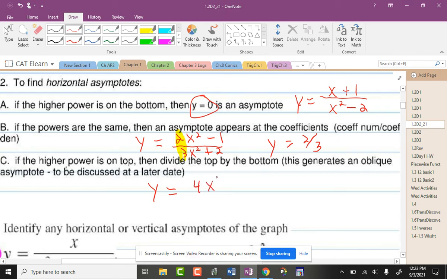4x to the third minus 3, I don't know, I'm just making up stuff, over 2x squared plus 1. Degree of the numerator, 3, 2, 1, go. 3, only you. Nice, thank you. The degree of the denominator, 3, 2, 1, what is it? 2. Degree is bigger in the numerator. That means there is no horizontal asymptote.